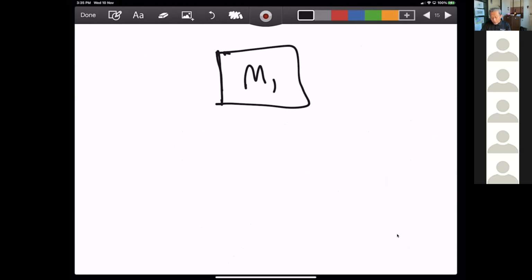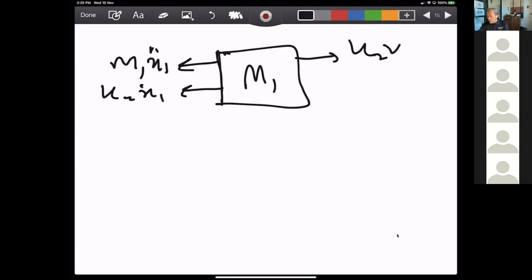So we can draw the free body diagram for x1: M1 x1 double dot, K2 x1. Then we have the opposite side of the K2 due to x2. Sorry, this one has no dot. K2 x1.